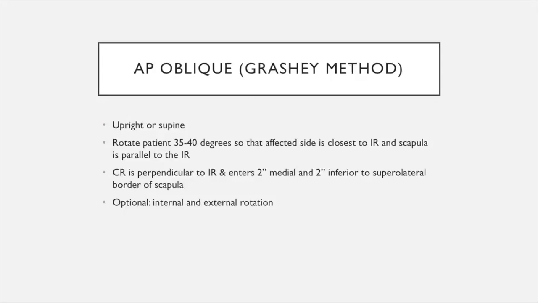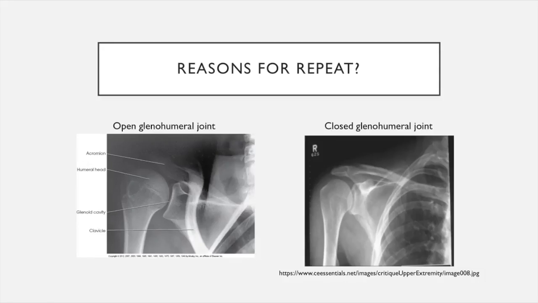Something that's optional is that you can have the patient rotate their arm internally or rotate their arm externally. It's part of the protocol at UNC CP2 Ortho Clinic to have the patient rotate their arm internally and externally and keep it at neutral rotation for the Grashey method. It really depends on the facility that you work at.